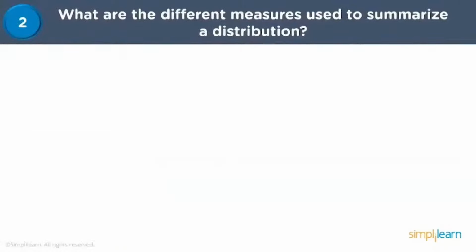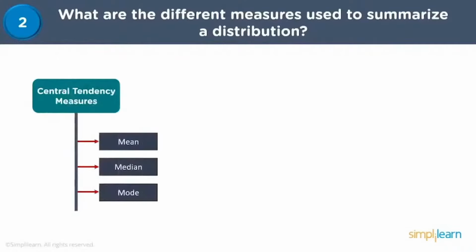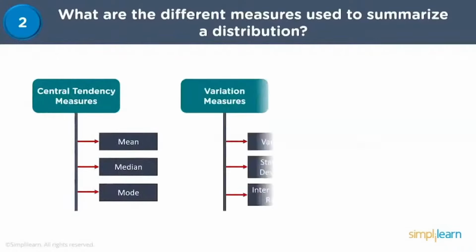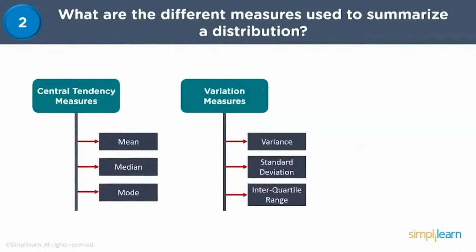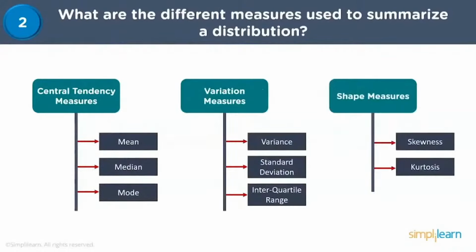Now moving on to the next question. So what are the different measures that are used to summarize a distribution? Now to get more idea about the data and summarize a distribution, you can use 3 types of statistical measures. The first, we have central tendency measures, then we have variation measures, and finally we have shape measures. Now under central tendency measures, we have mean, median and mode. Now the mean is the most frequently used measure of central tendency in a data set.